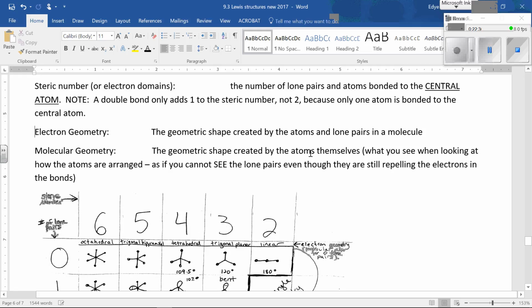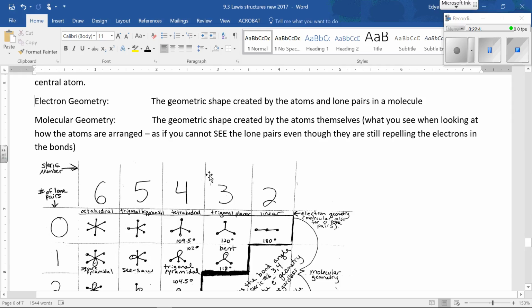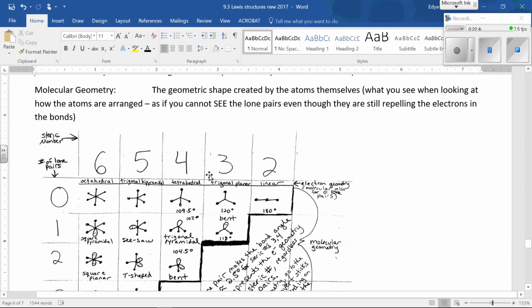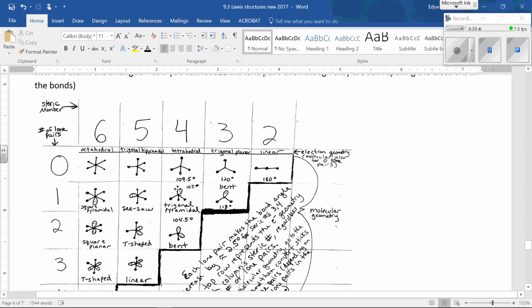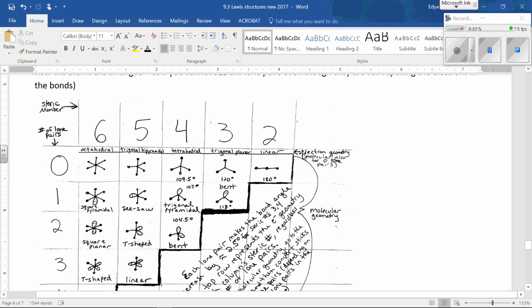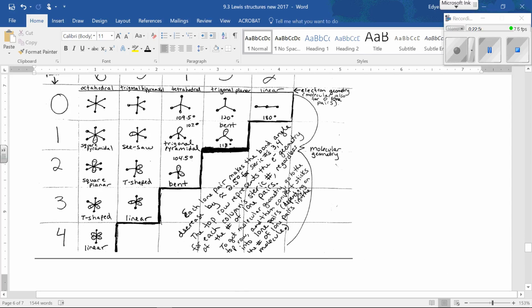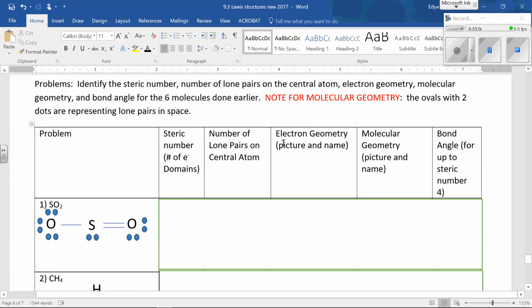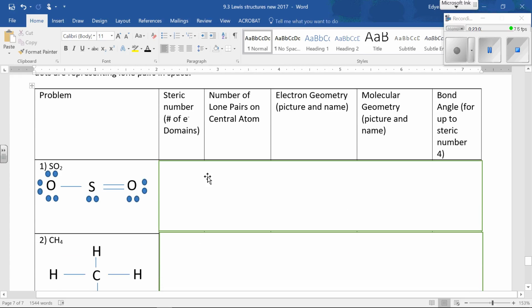Electron geometry right here, and then molecular geometry. On the molecular geometry, it's like you're not seeing the electrons. Here's a big chart. It shows you everything. Don't panic. We will go over this in class. We're just going to use this chart as a way to figure things out right now. And you'll get a big picture of this in class. You'll get a handout of this. So let's do these problems that we've already looked at.